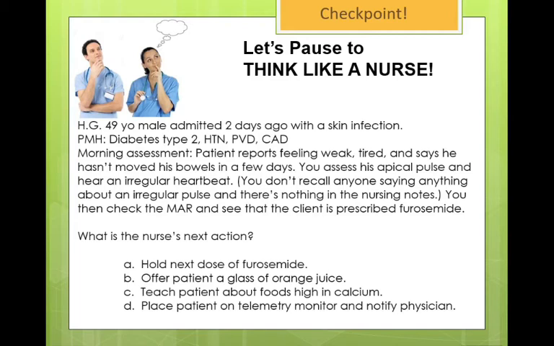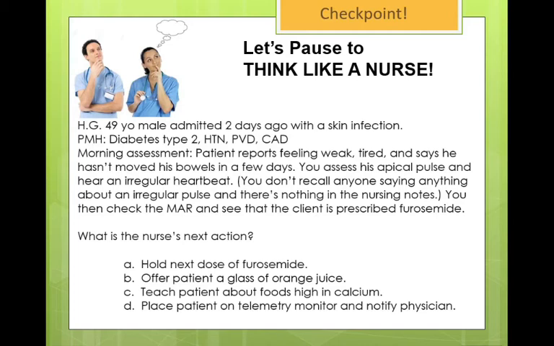Putting them on the telemetry monitor and notifying the physician will get you closer to diagnosing what's really the problem. We only suspect low potassium. We can't assume low potassium. It's not telling you you have low potassium. There could be many other things causing this. We need to take a look at what's going on. What is that irregular heartbeat? We need more investigation. We need more data.